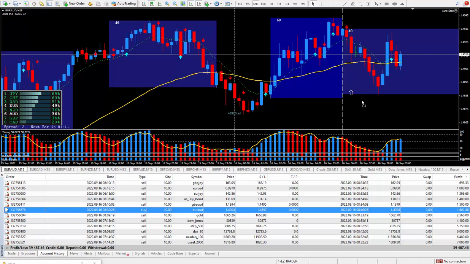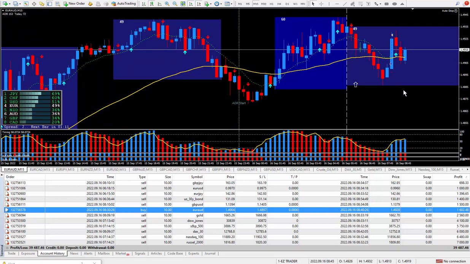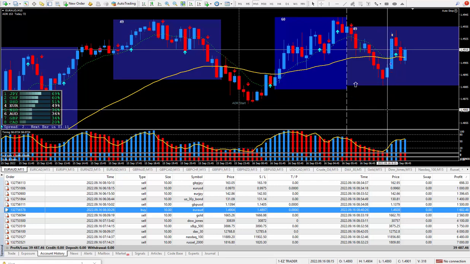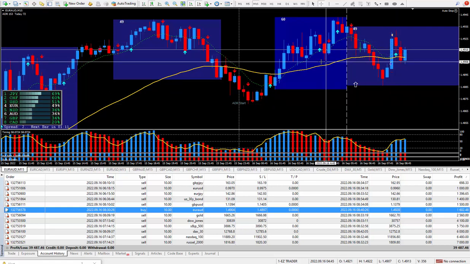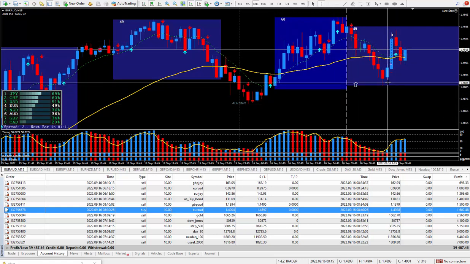And of course, if you drop it down to the 5 minutes, you would have had an arrow to buy, but I just jumped the gun a little bit quicker. Sometimes I don't wait for the arrow. If you drop it down to 5, you will see the arrow.